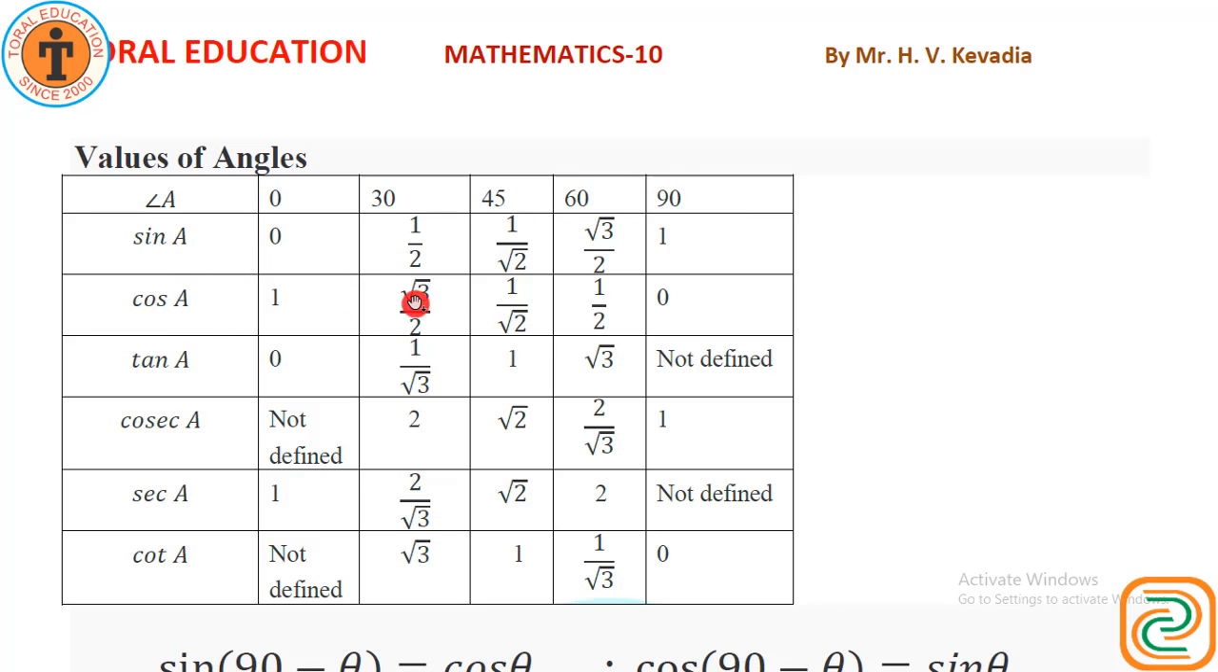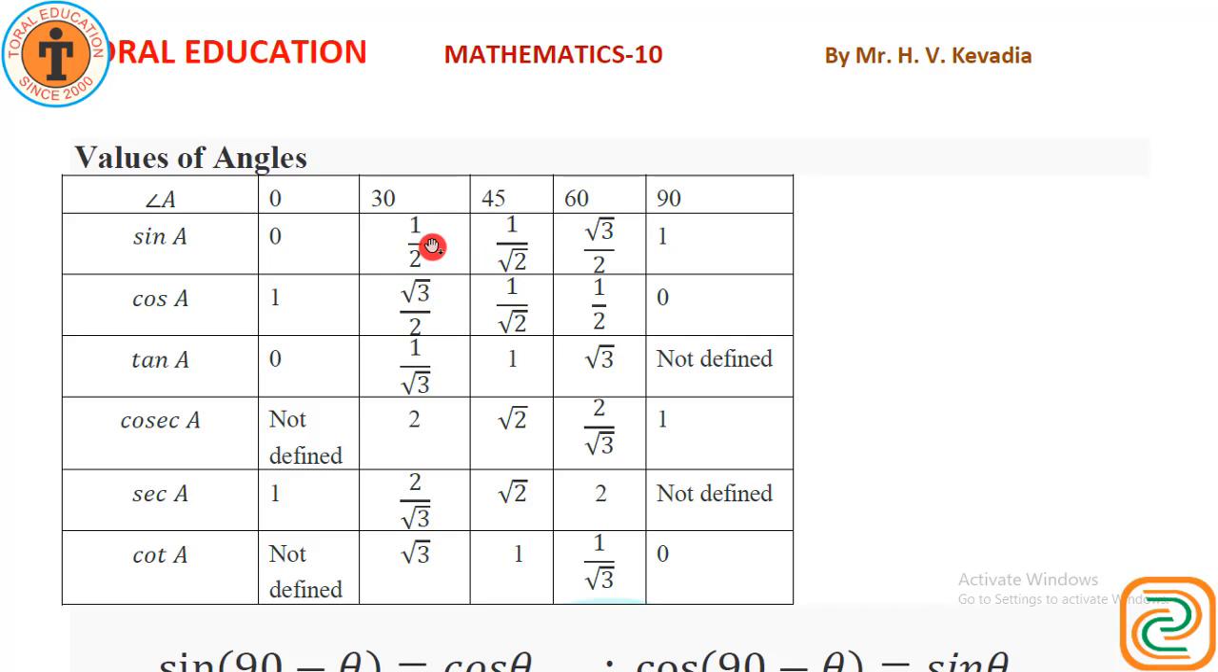Look at cos. Cos is just opposite to it. This 1 is here, that means cos 0 equals 1. Root 3 by 2 is here, that means cos 30 equals root 3 by 2. Sin 45 and cos 45 are both the same. Next, 60: 1 upon 2. And this is 0, cos 90 equals 0. So these both are opposite.